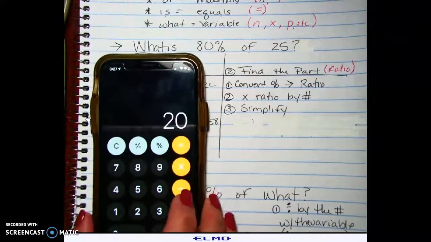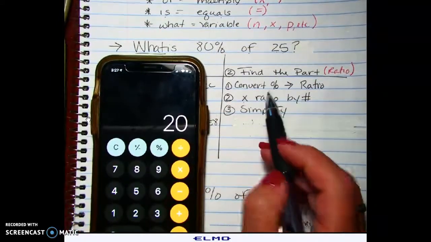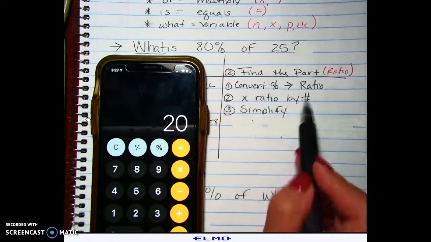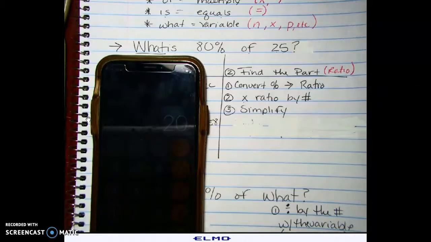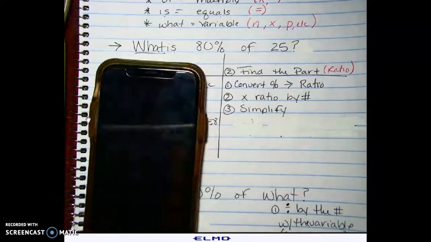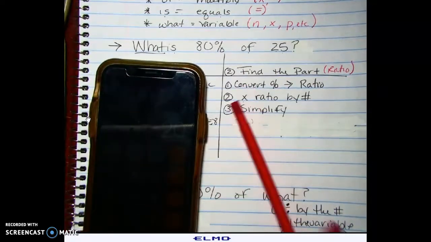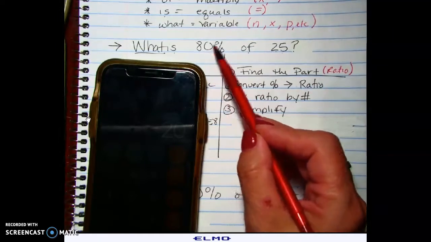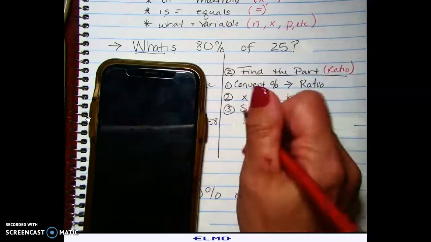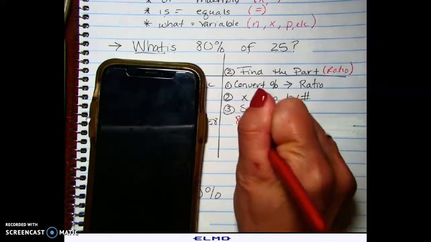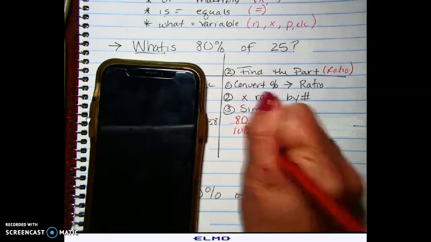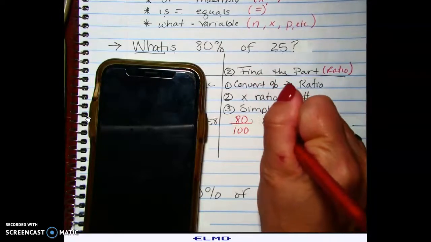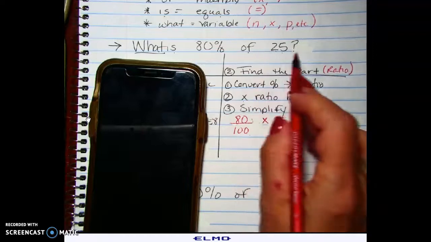So let's take a look at doing this over on the find the part, the ratio. So I'm going to move this down so we can see our problem. It says convert the percent to a ratio, multiply the ratio by that number, and then simplify. So here we go. Now, how do I convert my percent to a ratio? It's 80 per 100. Sorry, I said the wrong thing. 80 per 100 of 25. Hey, notice how that worked out.